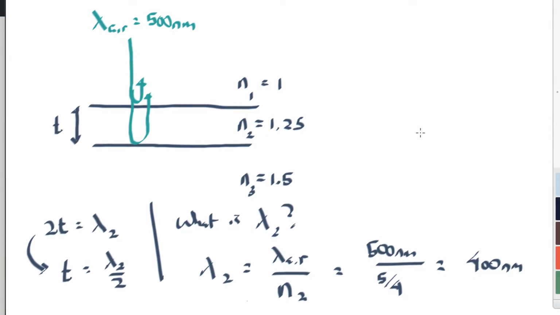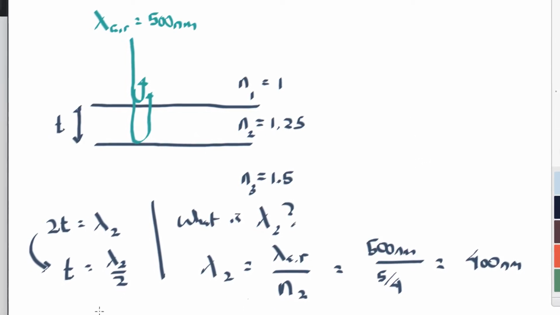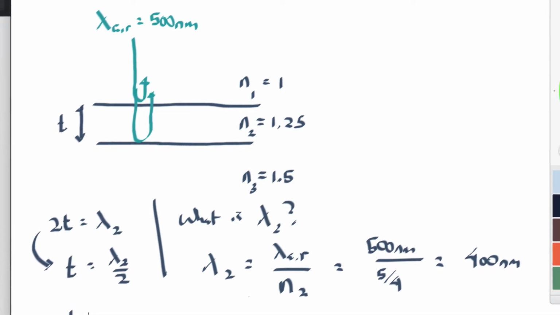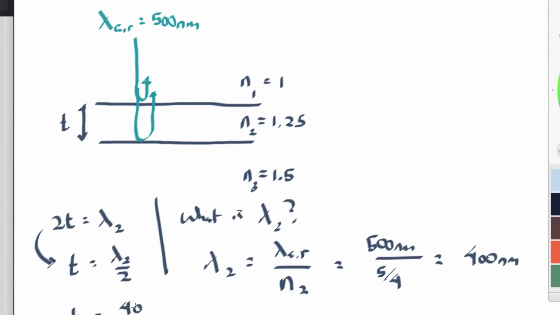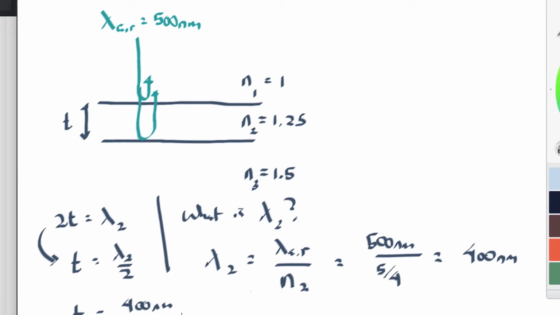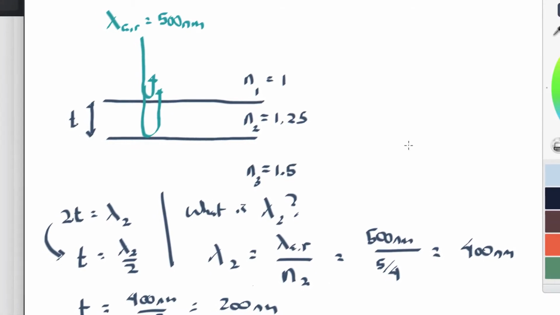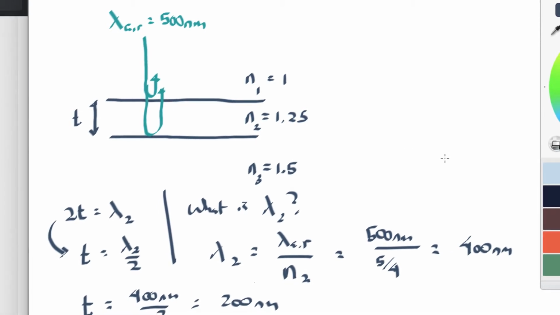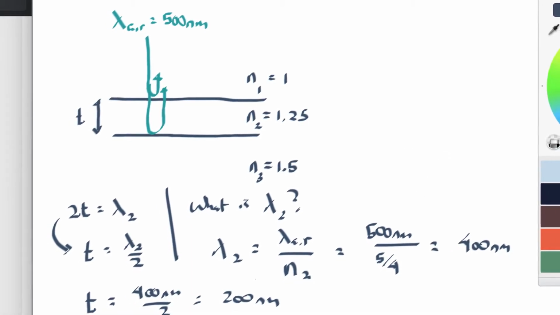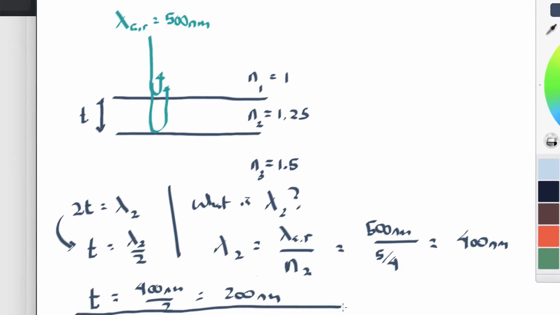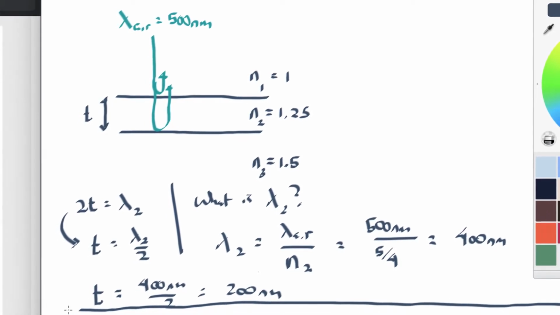It's 400 nanometers. And so solving our problem, we can see that the thickness of the film must be 400 nanometers divided by 2, or 200 nanometers thick. So if this is 200 nanometers thick, then you'll have constructive interference. So that's a quick example problem to work out for thin film interference.